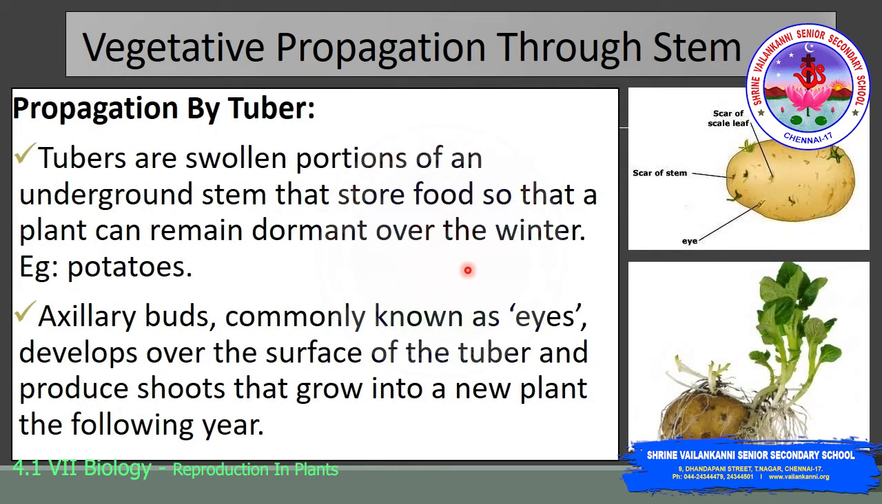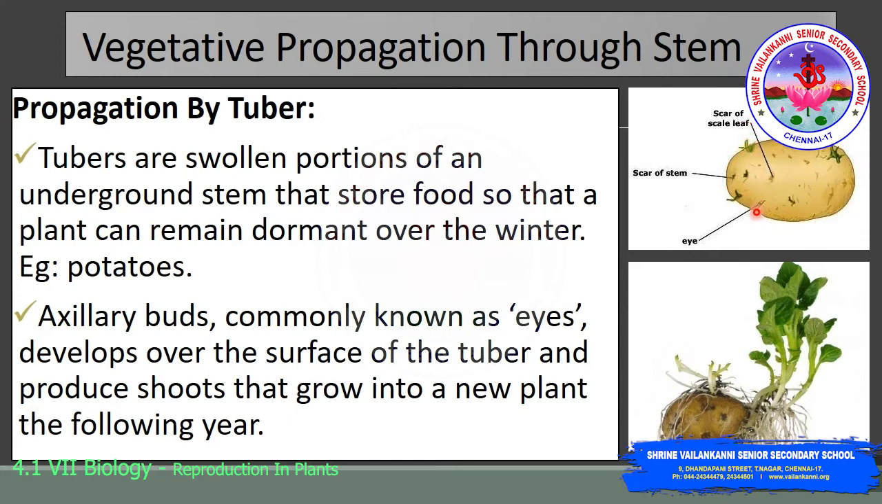Now we shall study the vegetative propagation through stem. There are several modifications of stem which have the ability to propagate vegetatively. Now we shall study each of those structures. First amongst it is the propagation by tuber. Tubers are swollen portions of an underground stem that store food so that a plant can remain dormant over the winter. Example of tuber is potato.